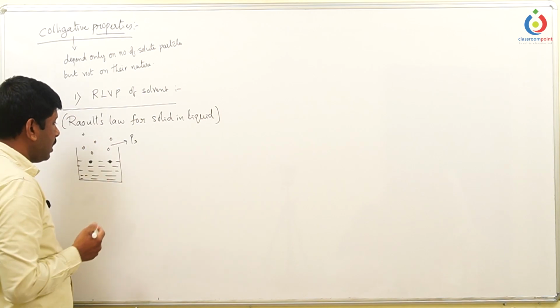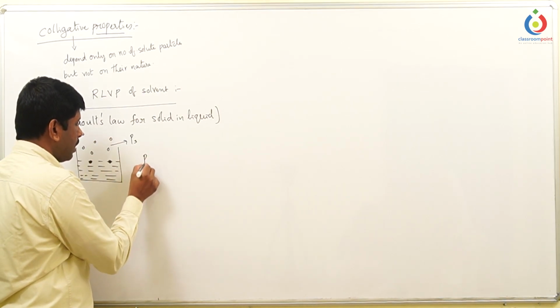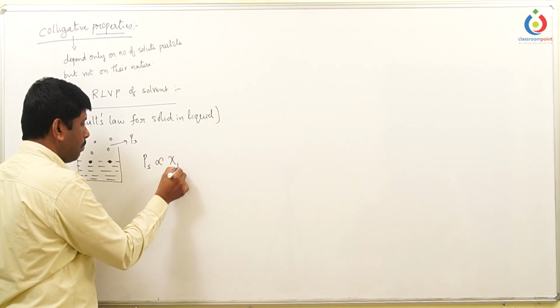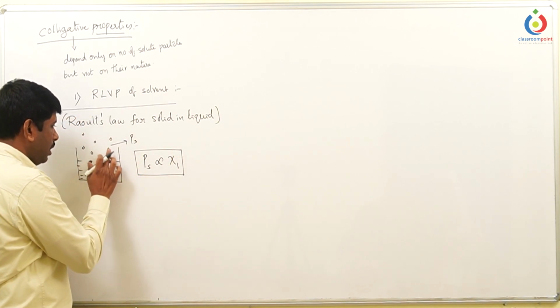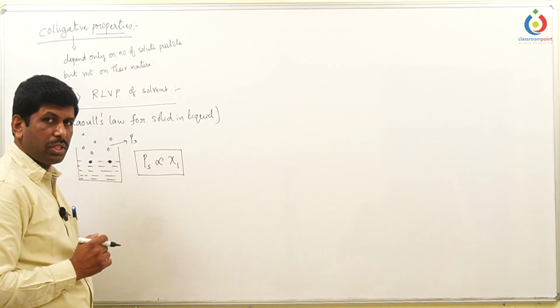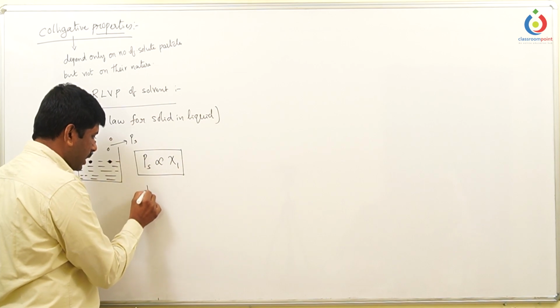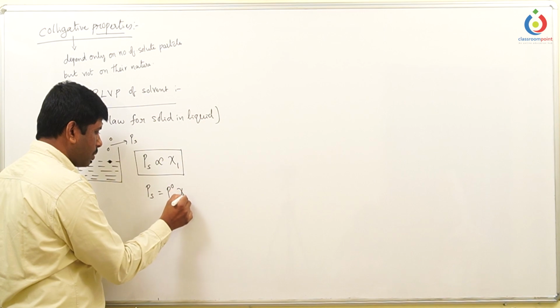So he has given a relation between all these three parameters and saying that the vapor pressure of a solution is directly proportional to the mole fraction of the solvent. When solvent molecules increase, evaporation increases, and the vapor pressure of the solution also shall be higher. And from this we can derive one more thing, that PS is equal to P0 into X1.